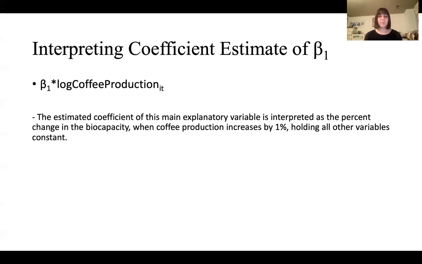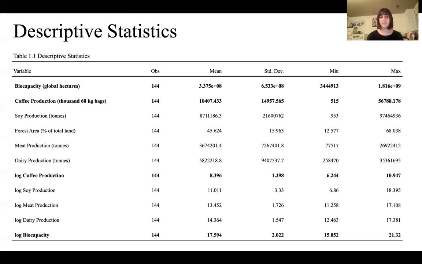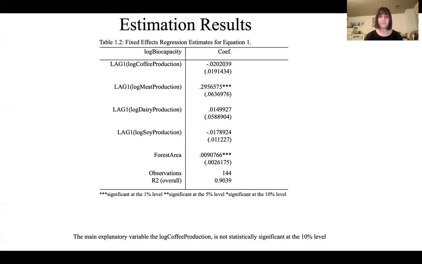And this is how I will be interpreting the coefficient estimate of the main explanatory variable, the log of coffee production. So this can be interpreted as the percent change in biocapacity when coffee production increases by 1%, holding all other variables constant. As you can see with my summary statistics, I have bolded the dependent variable and the main explanatory variable. Initially they're measured in global hectares and 60 kilogram bags. I obviously log both of these variables, as you can see towards the bottom of this table.